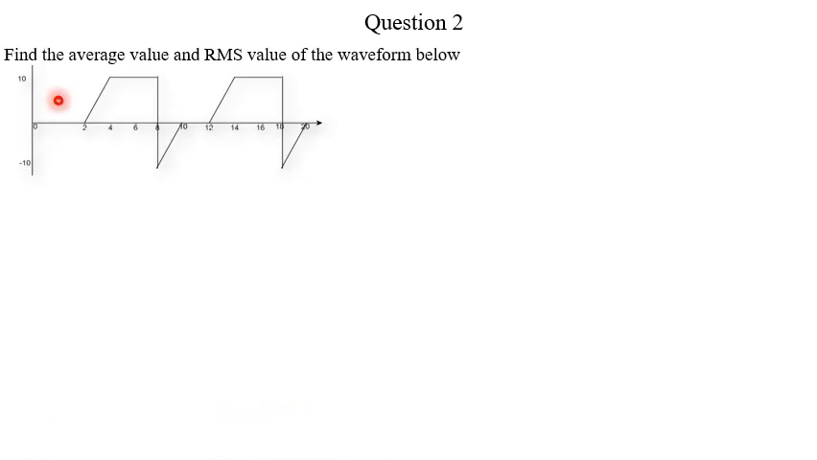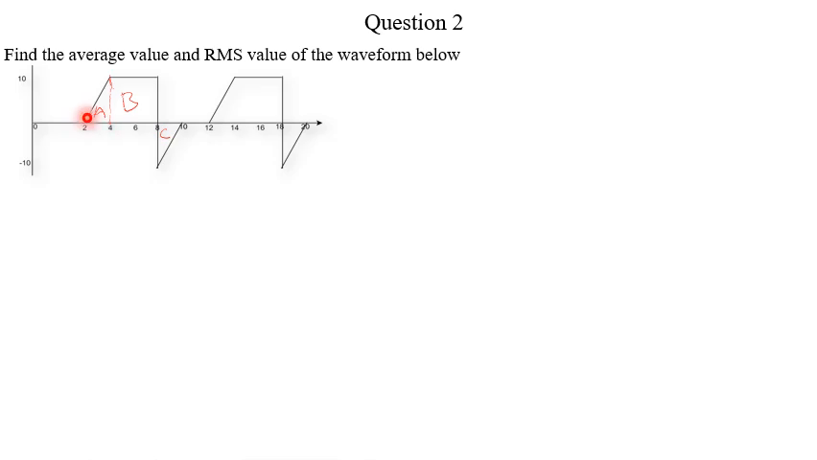Problem 2 says we should find the average value and the RMS value of the waveform below. But let us look at something. You realize that there are a lot of waveforms here. From here, this is a sawtooth, so let us name this one A. This is another waveform, B. This is a rectangular waveform. And this is C, which is also a sawtooth.